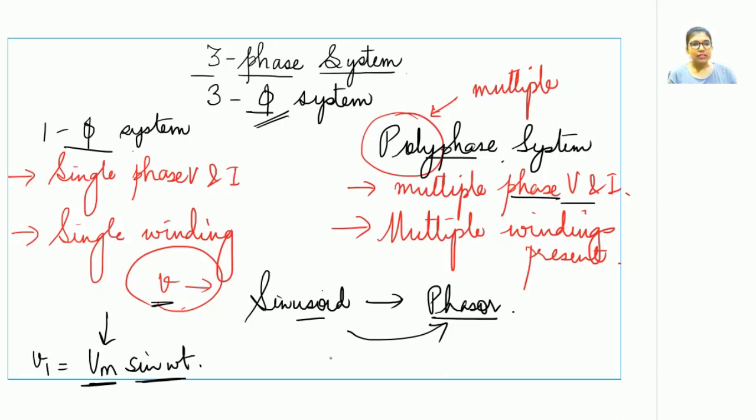Let us consider a three-phase system, since we are going to study in detail about this system. For a three-phase system, we will have the generation of three sets of voltages. It will be V1, V2 and V3. Now the question is, how will these three different voltages be represented? Again, we will be representing all these sets of voltages using sinusoids. But what will happen to their peak value? What will happen to their frequency value?